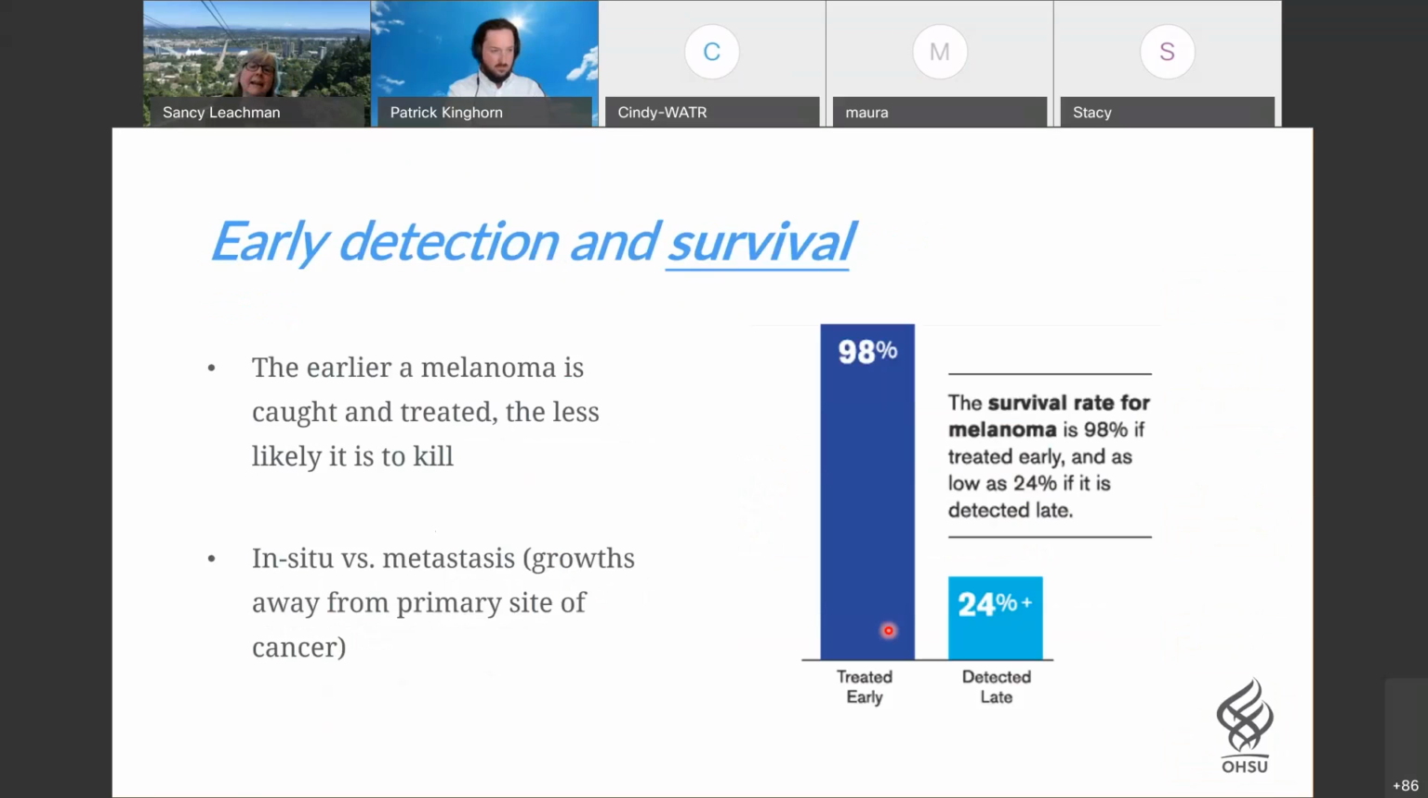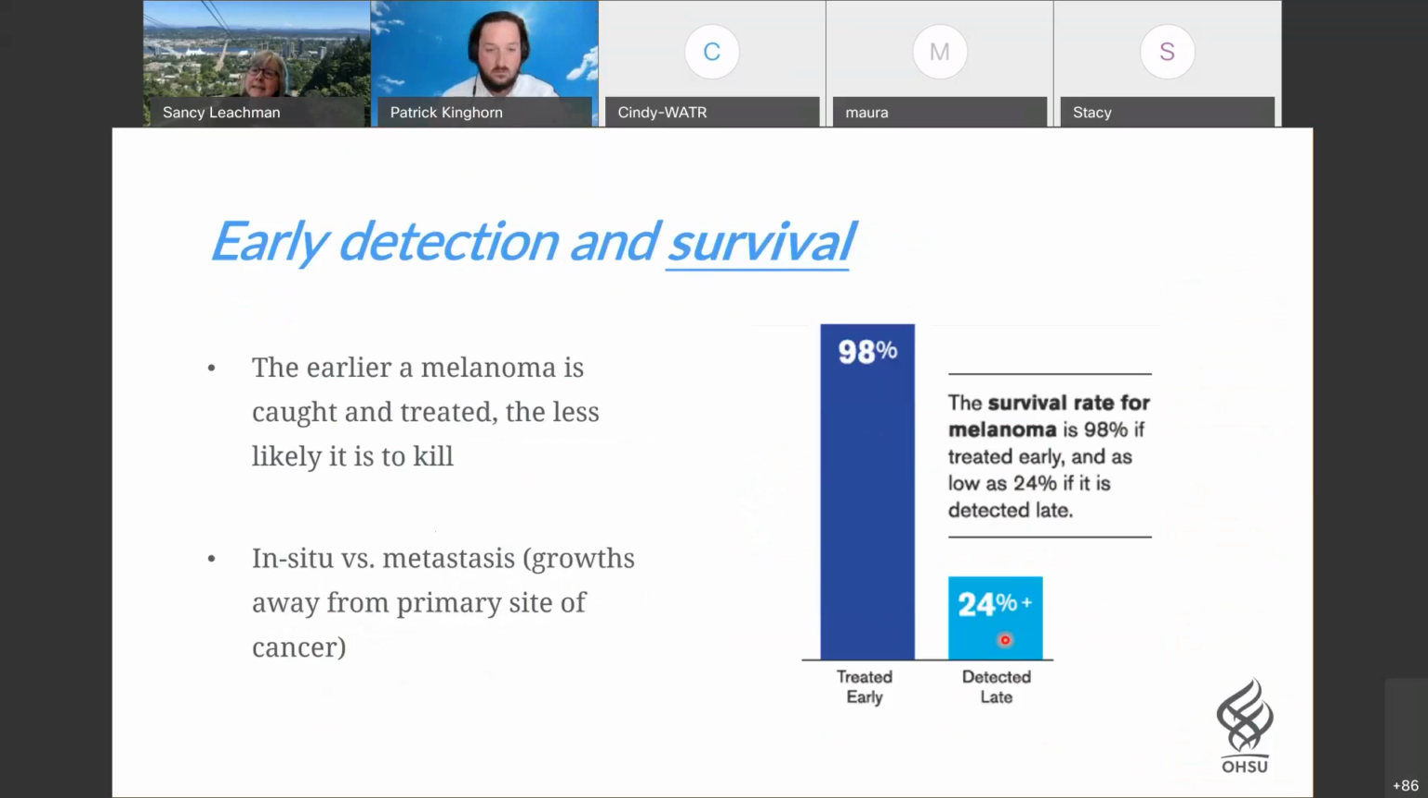So this is the data. These are the statistics. If you catch melanoma before it's had a chance to spread, while it's still only in the skin, your chances of being alive in 5 years is 98%. If you don't catch it until after it's spread, then no matter what treatment we apply, your chances of being alive in 5 years is about 24% right now.